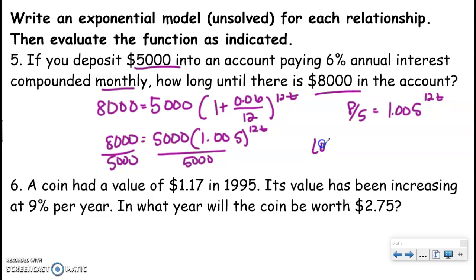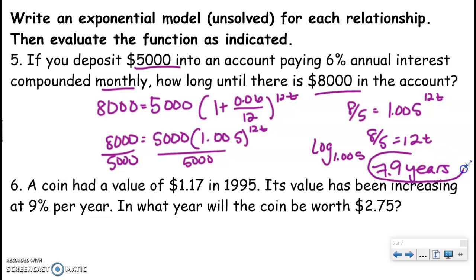We're going to use a logarithm. Log base 1.005 of 8/5 equals 12t, and then we're going to divide. So we're going to type this in our calculator. Log base 1.005 of 8/5, and then divide by 12. It takes about 7.9 years. Okay, make sure you divide by the 12 afterwards.